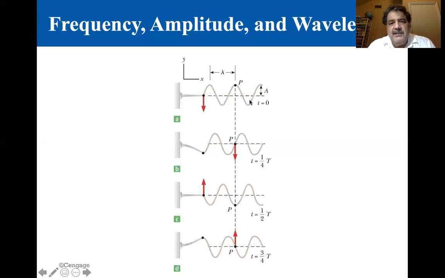So here's at t equals 0. This is the start of it. Here's at 1/4 T. It's just moved down a bit, and then at 1/2 T and 3/4 T, they're showing you at different points.